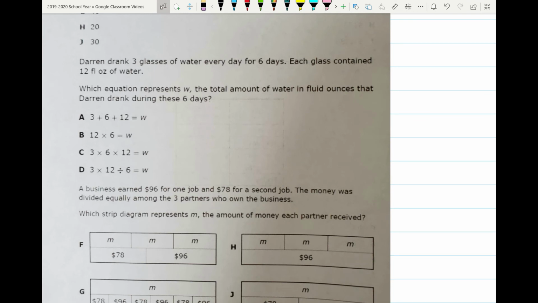This one, Darian drank 3 glasses of water every day for 6 days. Each glass contains 12 fluid ounces of water. Which equation represents W, the total amount of water in fluid ounces that Darian drank during these 6 days? So this is a thinking one. You're not trying to solve it, you're trying to think about it. I want you to go ahead and try your best on this one.